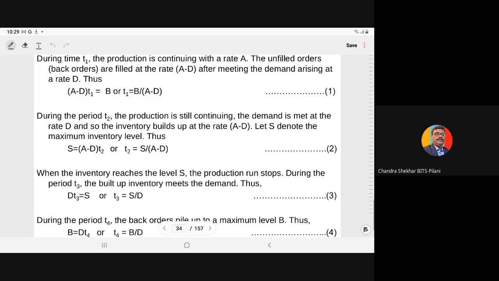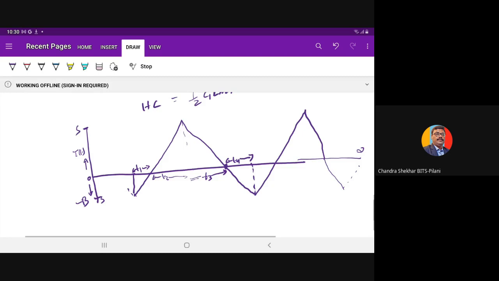Means in this period, what is happening? We have the production with the rate A, we have the demand with the rate D. We never do it like this: we are not satisfying the current demand. Always, if we have the item, we satisfy the demand. It means that A minus D is the actual arrival rate of the item. So with A minus D in the period T1, we are able to satisfy all the shortages, that is, the shortages of B items. So A minus D into T1 is equal to B. Clear this part?